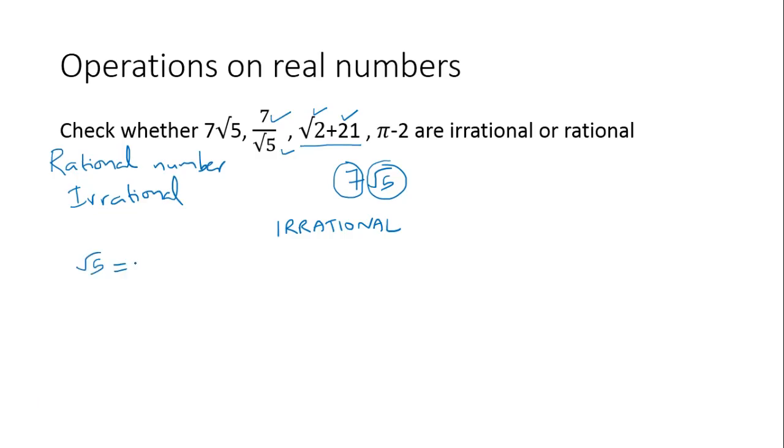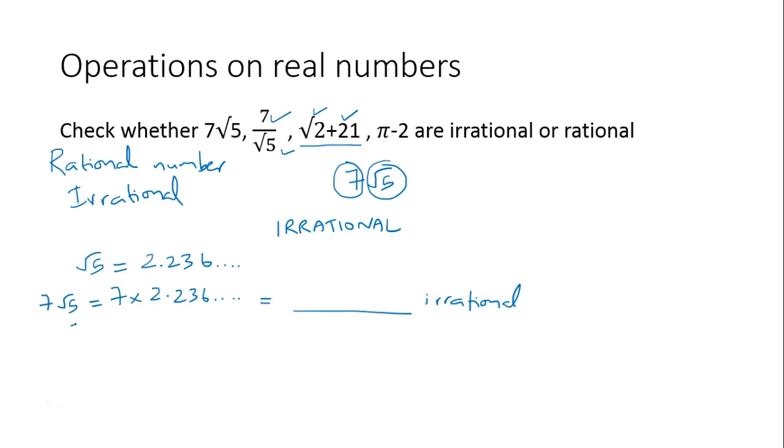So the decimal expansion of root 5 is 2.236 and so on. It's a non-terminating, non-recurring decimal. Now if you multiply this with 7, so if you do 7 into 2.236 etc. So 7 root 5 is equal to 7 times this number. It's obvious that the answer that you get is going to be a non-terminating, non-recurring decimal. So it's going to be an irrational number because you're multiplying 7 with a decimal which has a non-terminating, non-recurring expansion.